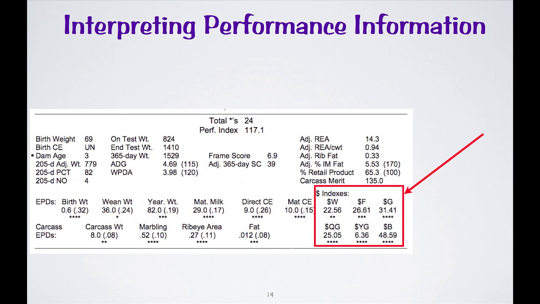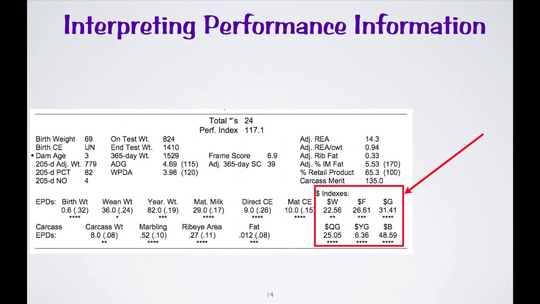For the Angus breed that's shown in the examples, the $W is an estimated economic value if you were to use that bull in a cow-calf herd. It's a dollar weaning index, so what would be the value of that bull to produce weaned offspring? And you'll see that this particular bull has 2 stars, so is slightly below average.